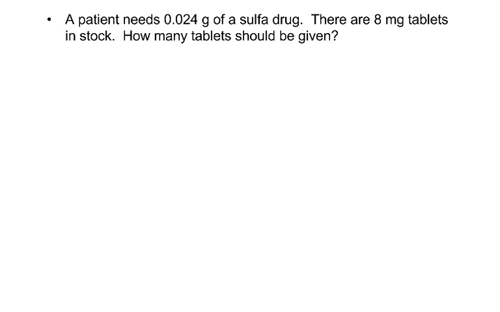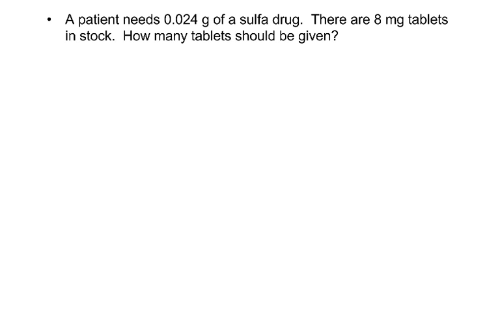In this video, we're going to look at some more involved unit conversion problems. So in this first example, we're told that a patient needs 0.024 grams of a sulfa drug, and we're also told that the tablets contain 8 milligrams. So we want to know how many tablets should be given. What I usually like to do is map things out.